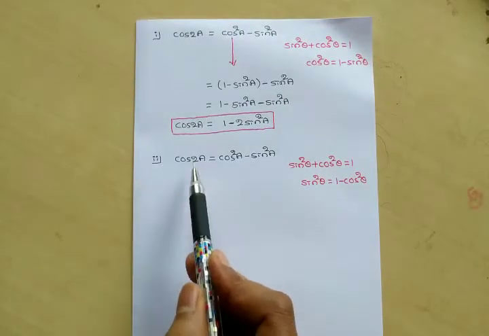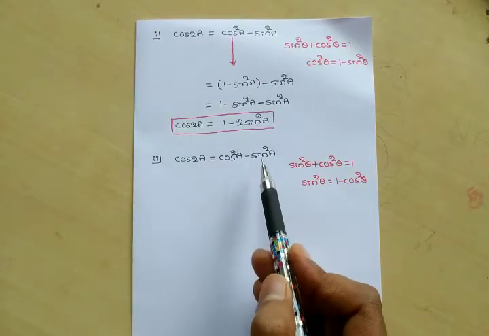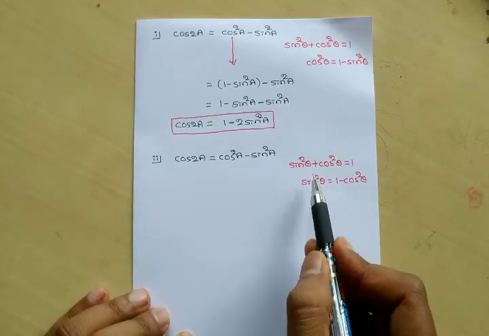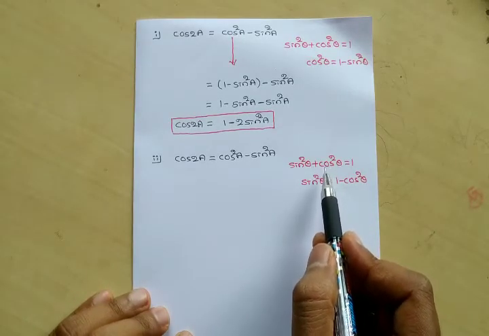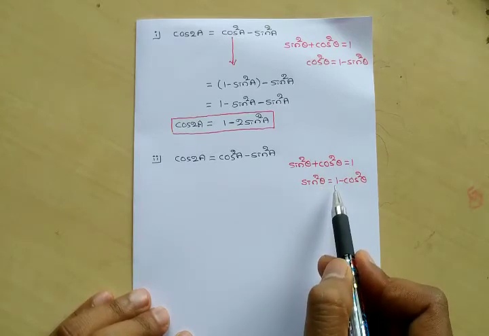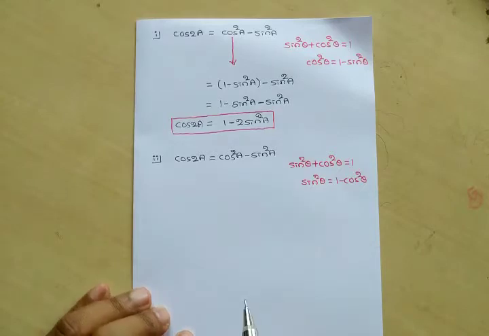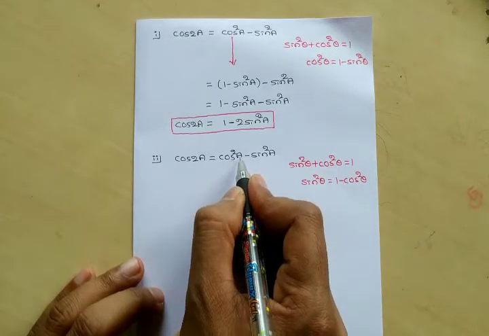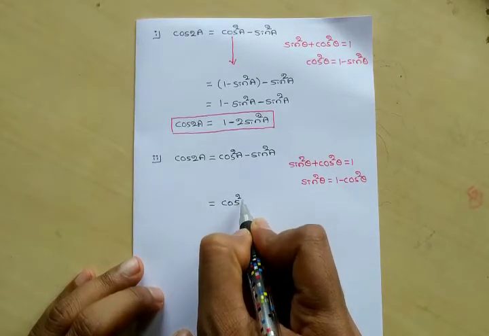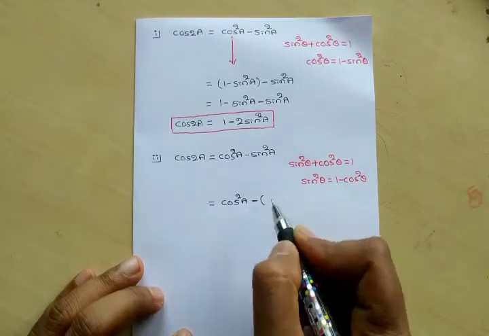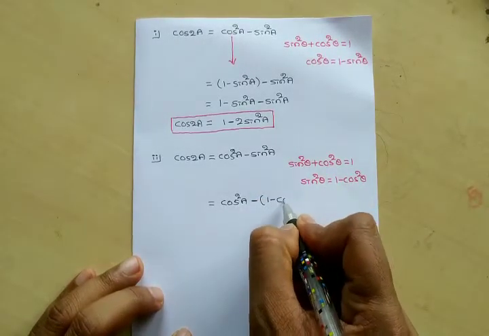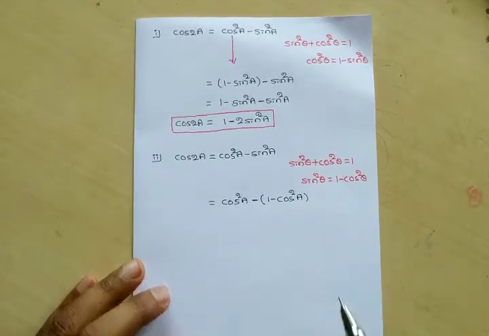Next, the second one. Using that same formula, in terms of cos, I am going to replace. For that again I am going to apply the trigonometric identity formula: sin square theta plus cos square theta is 1. So here sin square theta is equal to 1 minus cos square theta. This cos square A I am going to keep as it is, minus, in bracket, this sin square A, which is nothing but 1 minus cos square A. Correct?